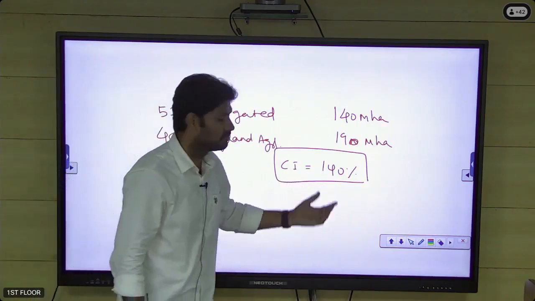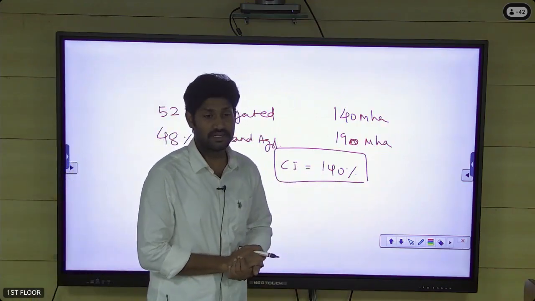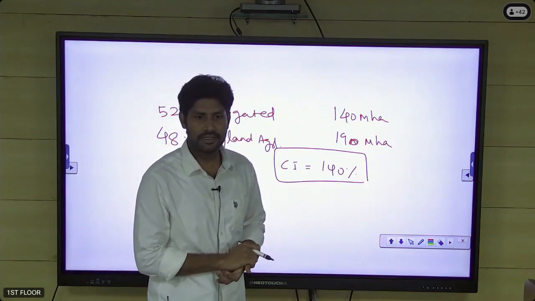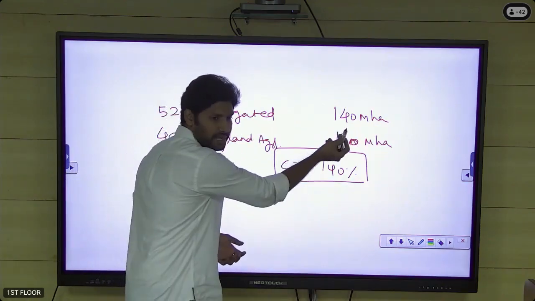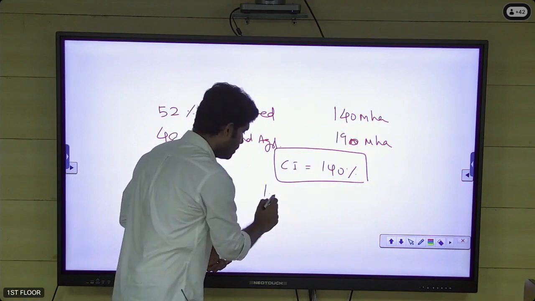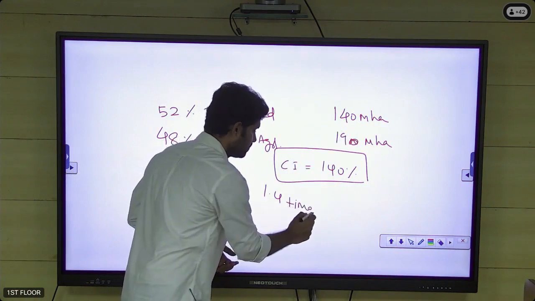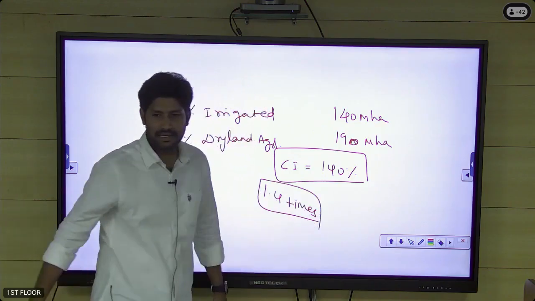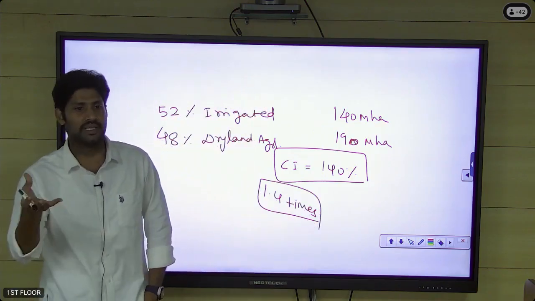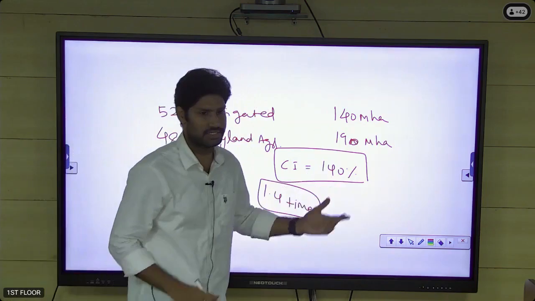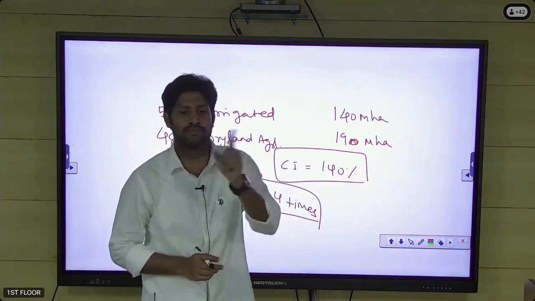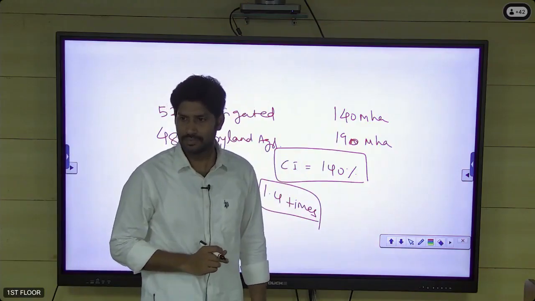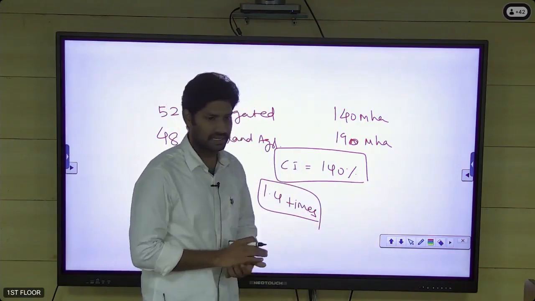So what is the meaning of this 140%? What is the interpretation? That means we can cultivate from the net sown area 1.4 times. We are utilizing the land 1.4 times the net sown area. That is the meaning of 140%. So the 1 hectare is utilized 1.4 times. That is the meaning of the crop intensity.